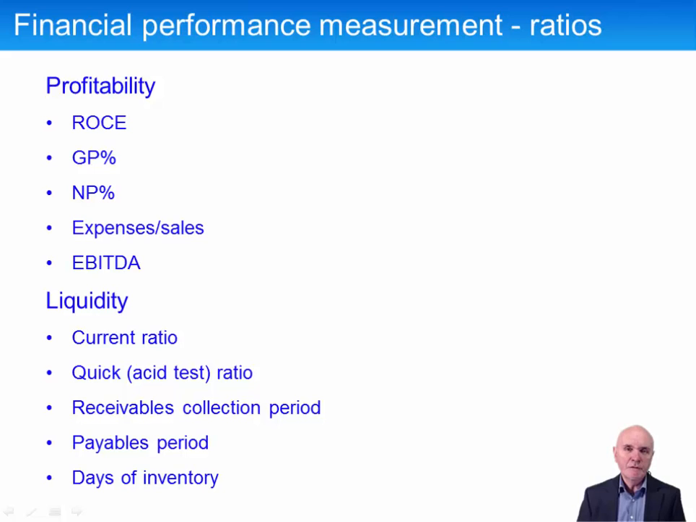Chapter 10 deals with financial performance measures, and much of this is going to be revision of financial ratios which are met in previous papers. So here are two of the groupings of ratios.